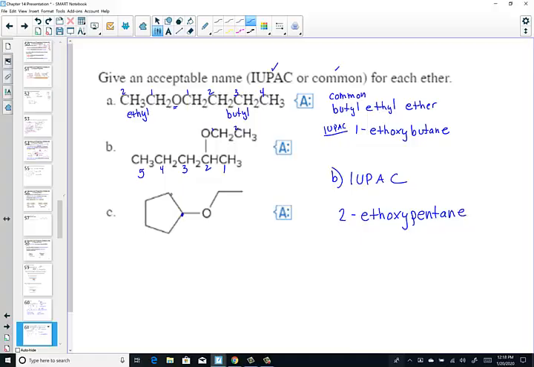Here, the longest carbon chain is a 5-membered ring. I don't have to tell you that at carbon 1 there's a linkage because you know it's priority. So I'm going to simply say ethoxy. That's the substituent group, isn't it? A 2-carbon with an oxygen ether linkage, ethoxy cyclopentane. You did it.